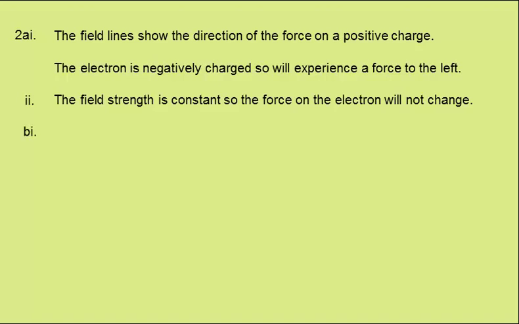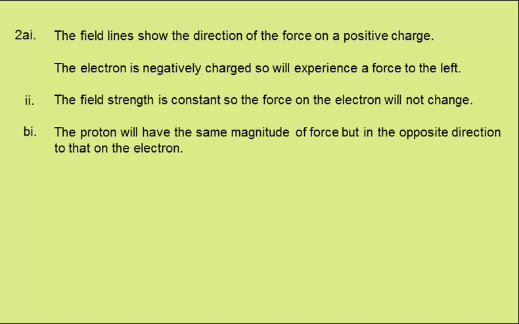In B, we have two diagrams showing the same non-uniform electric field, one containing an electron, the other containing a proton. In part 1 we need to state and explain how the electrostatic force on the proton in figure 3b will compare to that on the electron in 3a. Well, the proton will have the same magnitude of force but in the opposite direction to that on the electron.